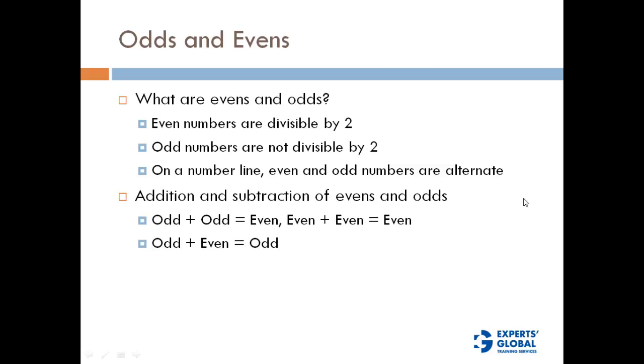Let's move to the next concept now, odds and evens. Pretty straightforward. Even numbers are divisible by 2, odd numbers are not divisible by 2. Even and odd numbers are alternate.